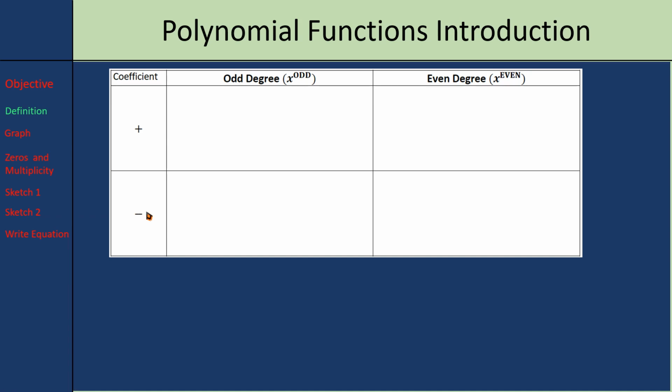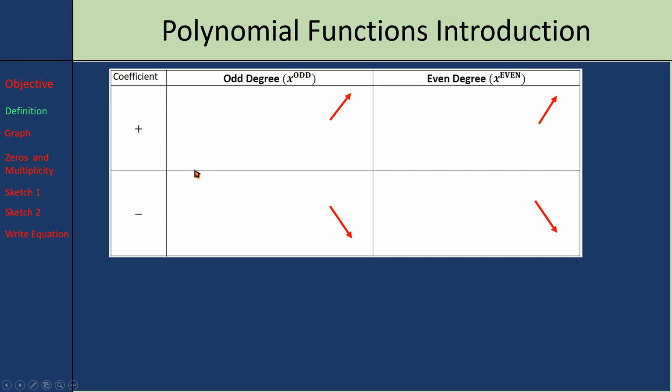If it's negative, the right side points down. And if it's positive, the right side points up. So the graph has a right side and a left side. If it's positive, the right side points up, and if negative, the right side points down. So the right side always corresponds with the sign of the leading coefficient. Again, if the sign is positive, the right side points up. If it's negative, the right side points down.